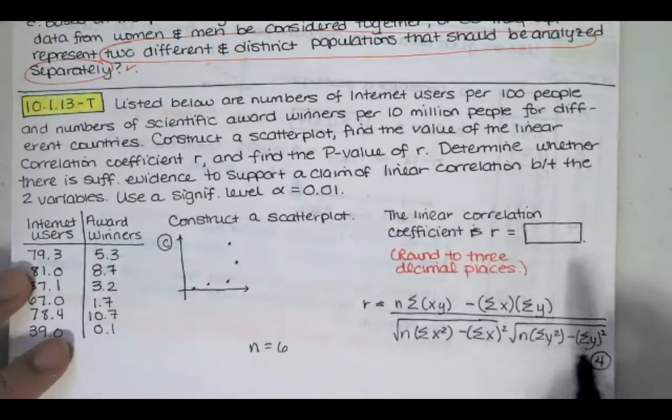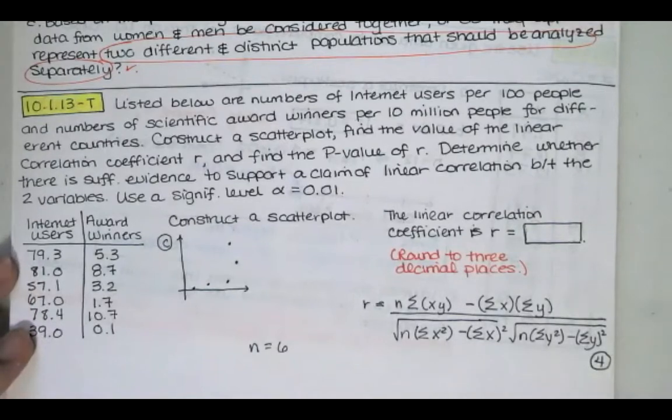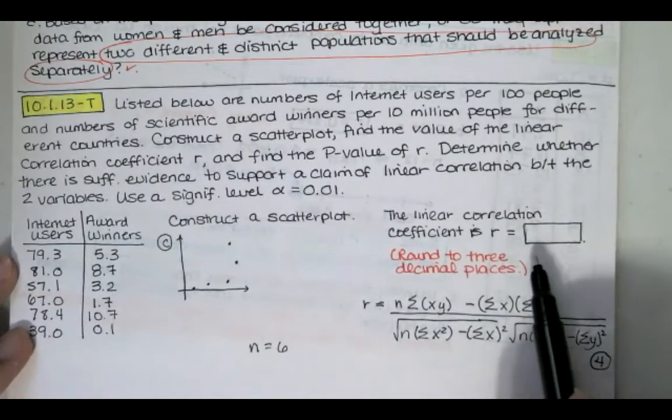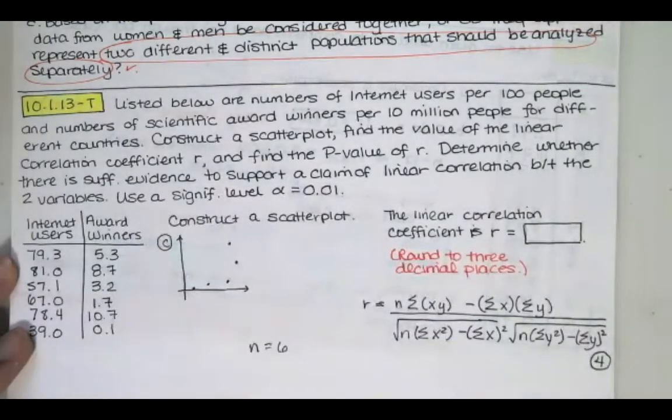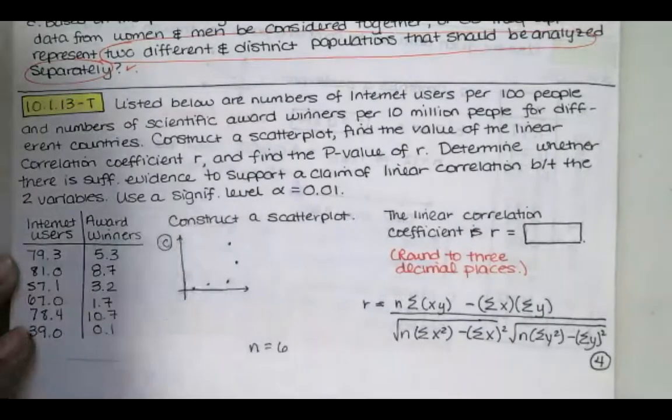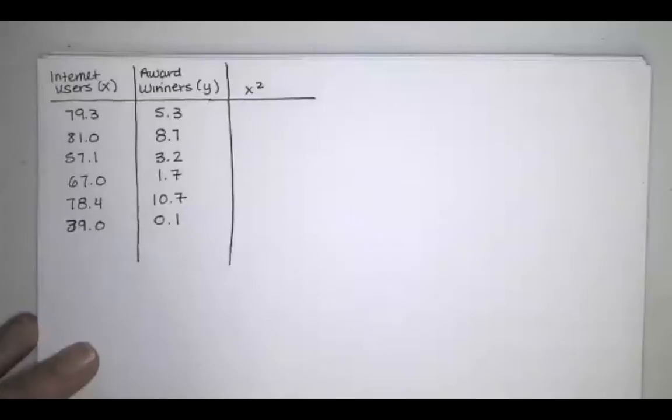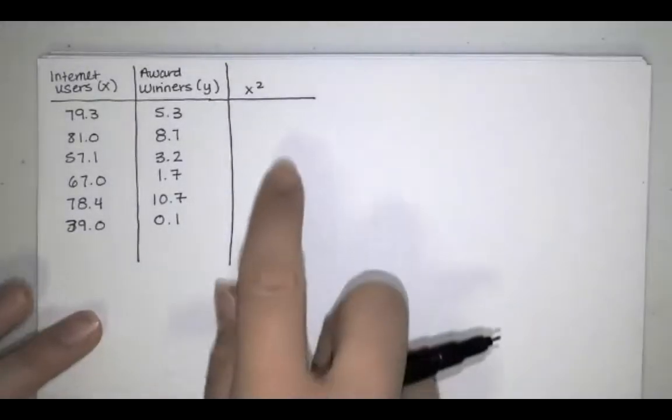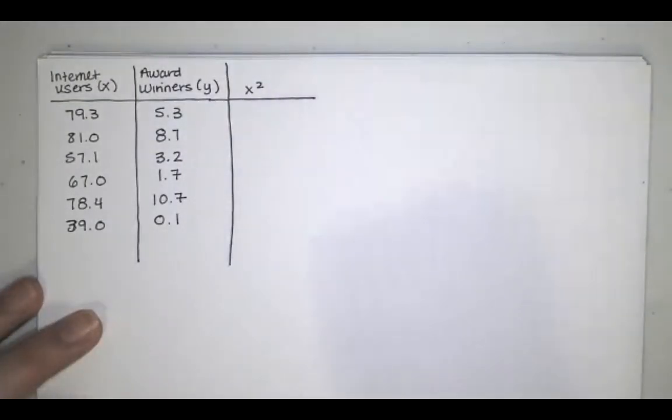So we're going to use this formula, and then we're also going to use the function in Excel that allows us to find the linear correlation coefficient R. And we're going to show that we get the same thing either way. Okay, so in order to use this formula, we need an x squared column, we need a y squared column, and we need an x times y column.